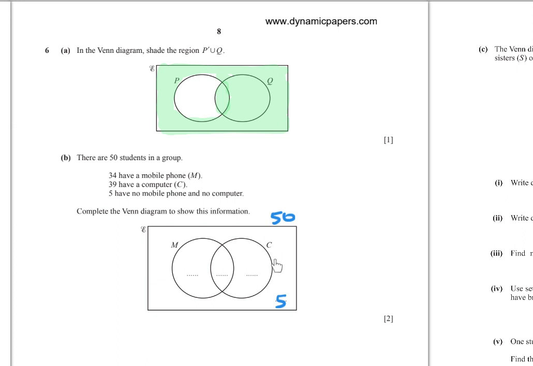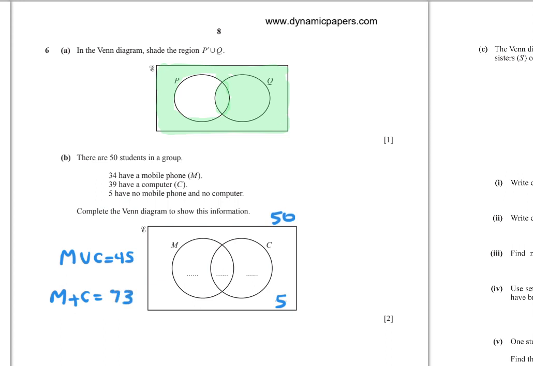First, find M union C. To find the three numbers, 50 minus 5, so 45. So M union C has 45 elements. Now to find the intersection, add all M plus all C. M plus C equals 34 plus 39, which equals 73.